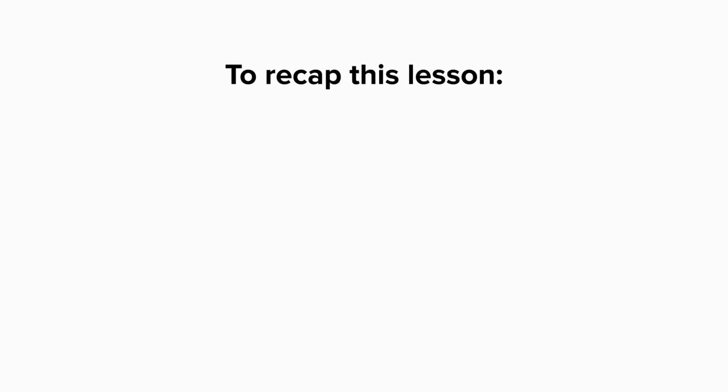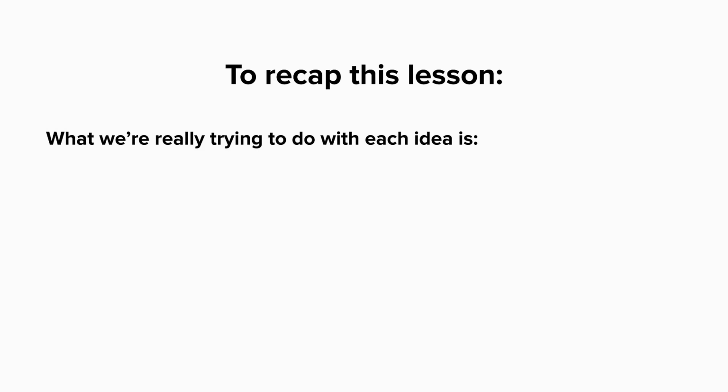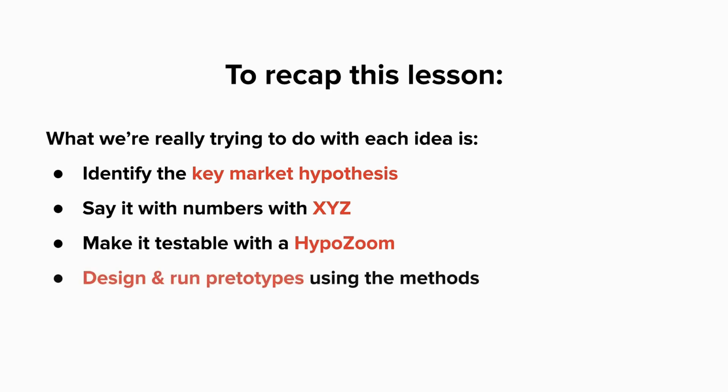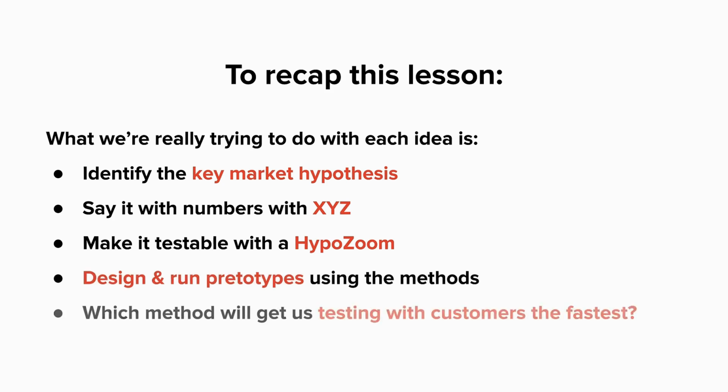So to recap this lesson, what we're really trying to do with each idea is identify the key market hypothesis, say it with numbers using the XYZ, make it testable with a Hypozoom, and then design and run prototypes using the methods we went through earlier. Once again, the way to decide which method to use is to ask, which method will get us testing this idea with customers the fastest? And that's prototyping in a nutshell.